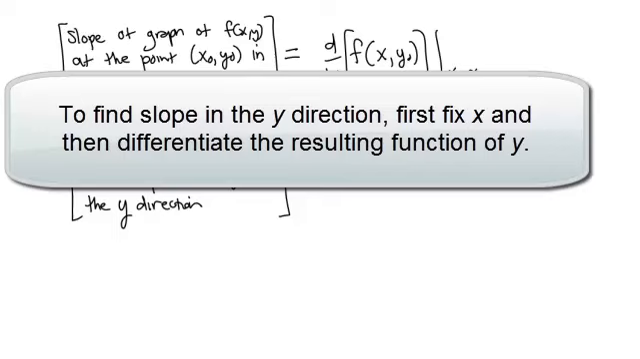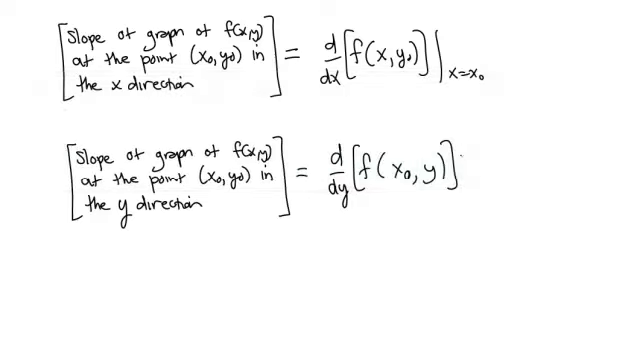Similarly, if we wanted to work out the slope of the graph of f of x, y at the point x naught, y naught in the y direction, we take the function f of x, y. We treat y as a variable, so we'll plug in x naught for the value x. Then we'll take the derivative of this in the variable y, since we got rid of the variable x, and then we'll plug in y equals y naught.